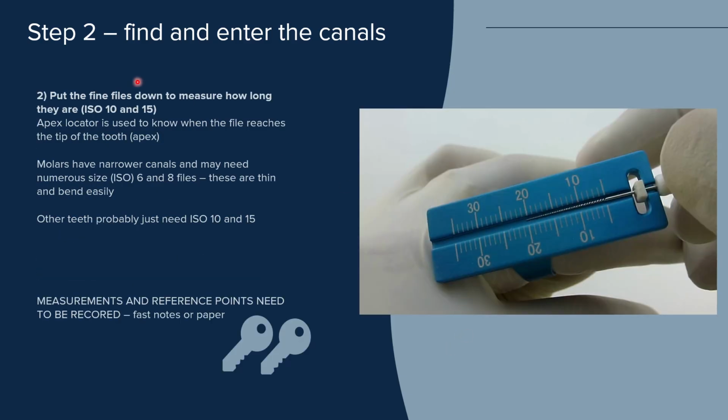Okay, so step 1 is we go into the tooth. Step 2 is we find the canals and we go down them all the way. So we put fine files down to measure how long the canals are. So this is where we use our 10 and 15 file. And we also use our ruler to measure. Okay, so that's about 20 and a half mil.